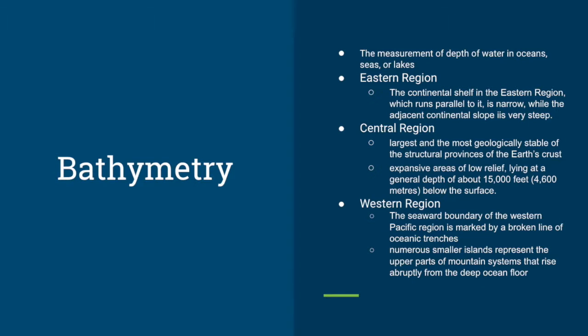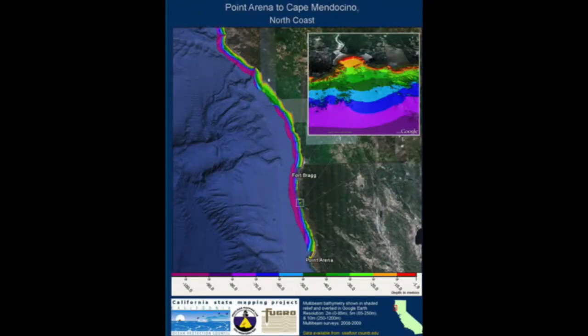Apart from the narrow coastal zone of the eastern region and the broad continental seas of the western region, the Pacific is floored with oceanic material derived from the remains of marine plants and animals that once inhabited the waters lying above. The continental shelf of the eastern region, which runs parallel to it, is narrow, while the adjacent continental slopes are very steep. Significant oceanic trenches in this region are the Middle America Trench in the North Pacific and the Peru-Chile Trench in the South Pacific.